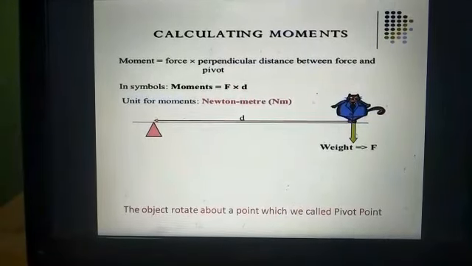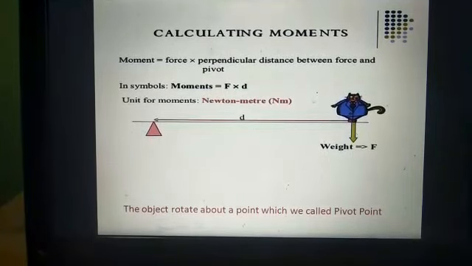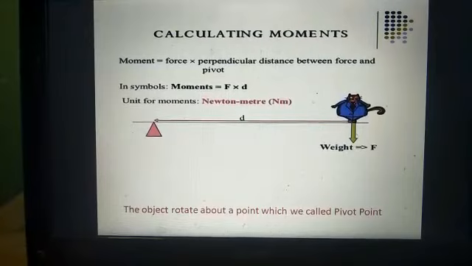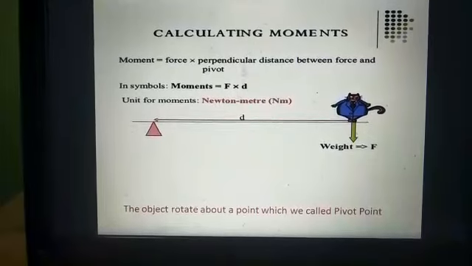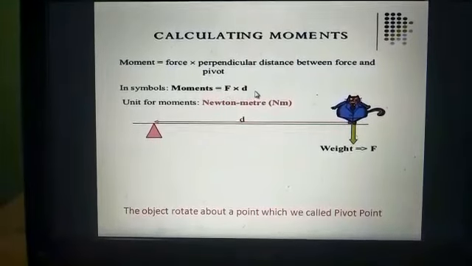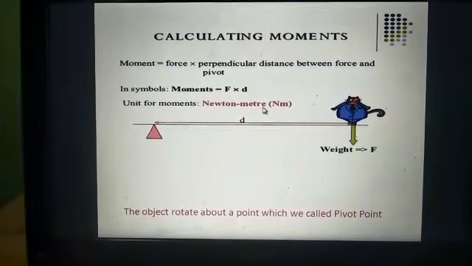The formula of moment is force times perpendicular distance between force and pivot. What is pivot? The object rotates about a point which we call the pivot point. The formula of moment is F times D and the unit is Newton meter.